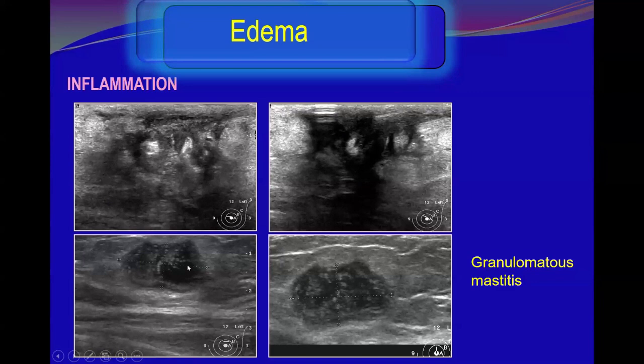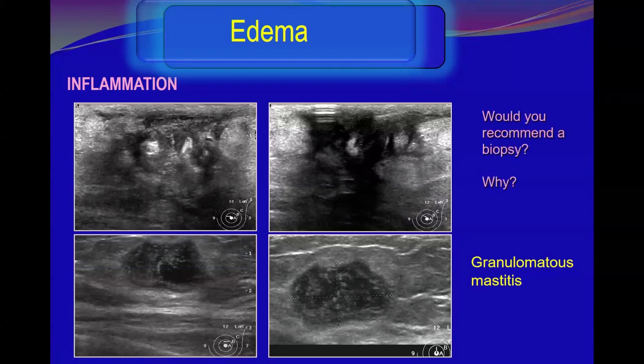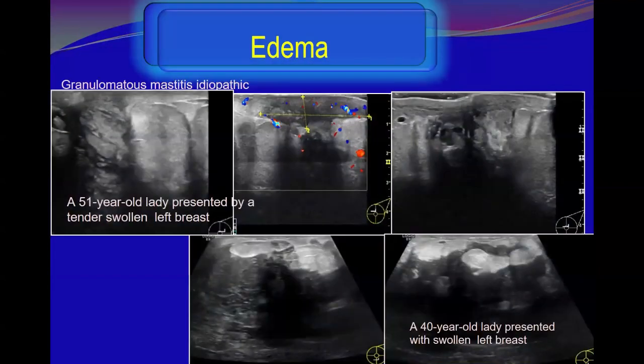This is also my patients here having granulomatous mastitis. These are one lesions, in transverse and longitudinal views, and here we can see remarkable diffuse breast edema in the subareolar regions, skin edema, as well as complete lack of tissue differentiation and increased hyperechogenicity. Would you recommend a biopsy in such a case? Yes. Why? Because there is overlap between inflammatory process and malignancy.